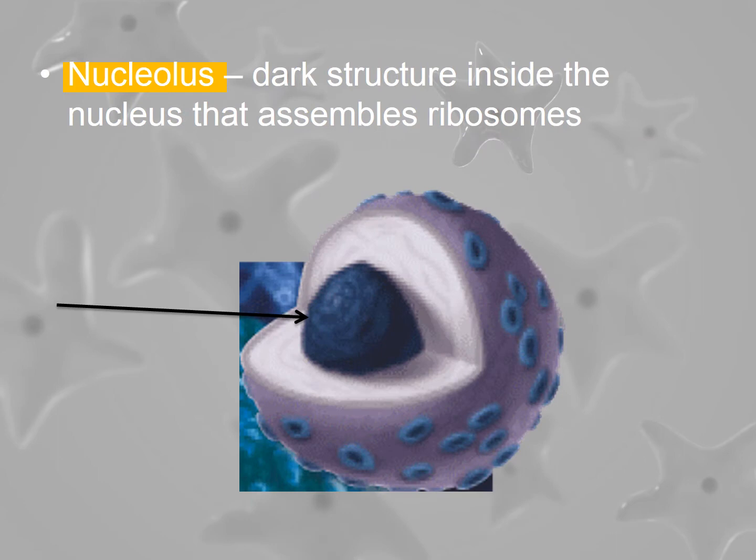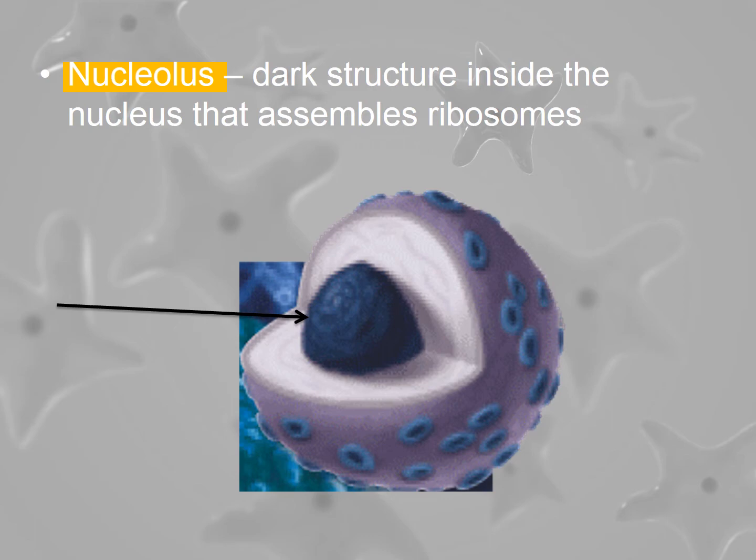Okay, inside of the nucleus is something called the nucleolus. Please make sure when you're writing down either nucleus or nucleolus that you spell them correctly because they are very similar to each other. But this is typically a darker structure inside the nucleus, and it makes ribosomes for the cell.